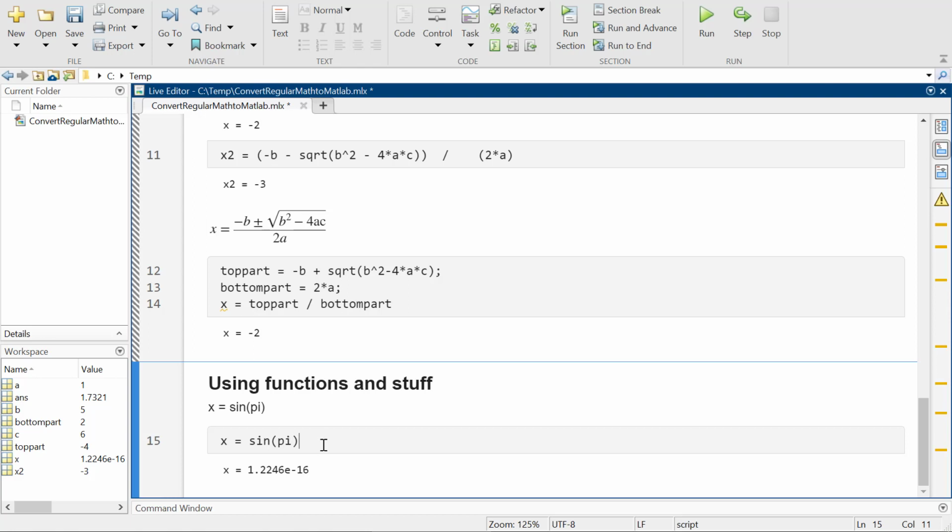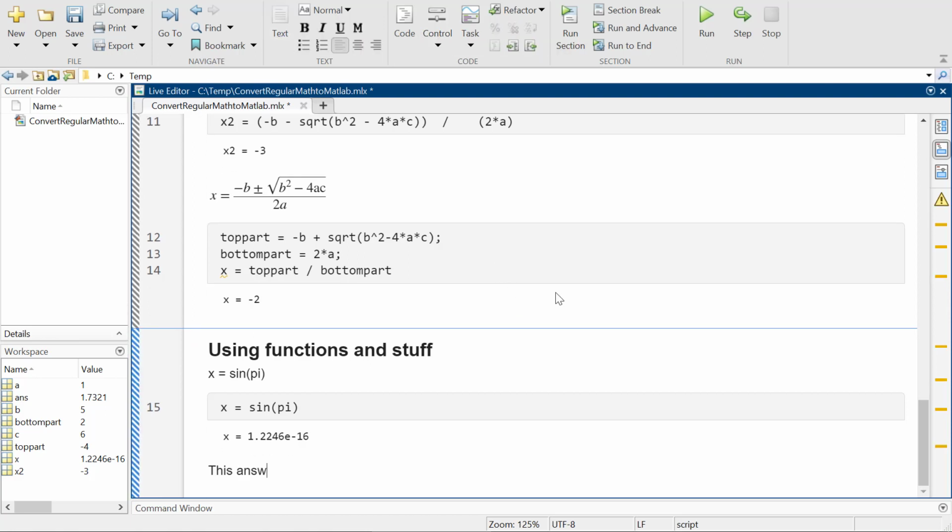Okay, maybe I should just explain what this is. This answer, 1.22, means 1.22 times 10 to the negative 16.